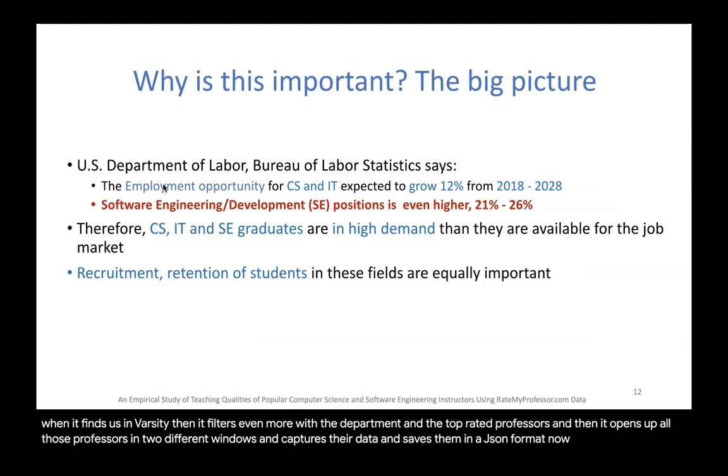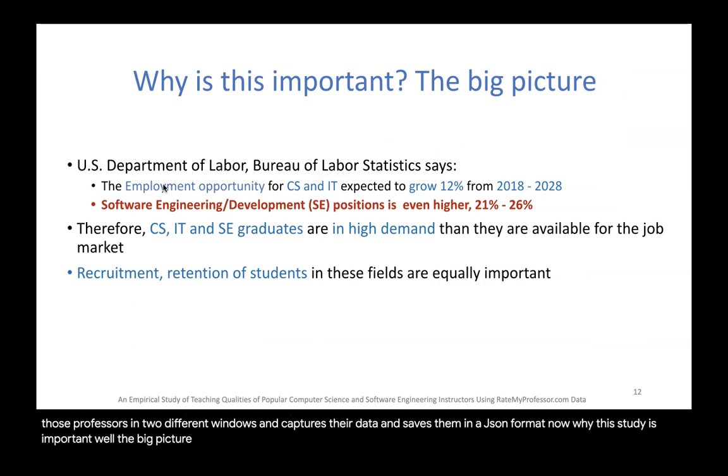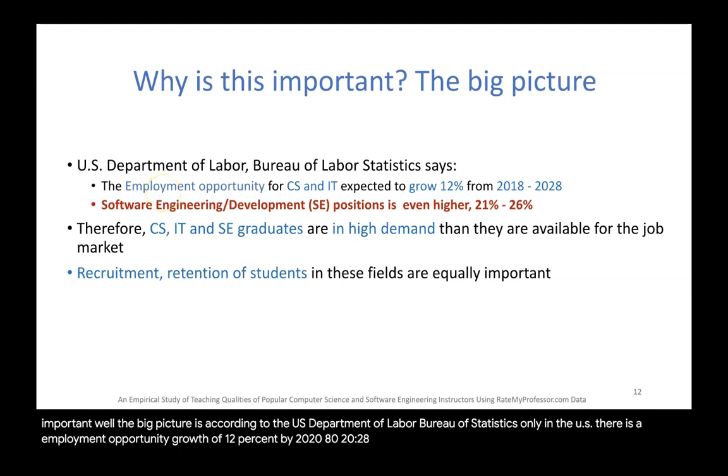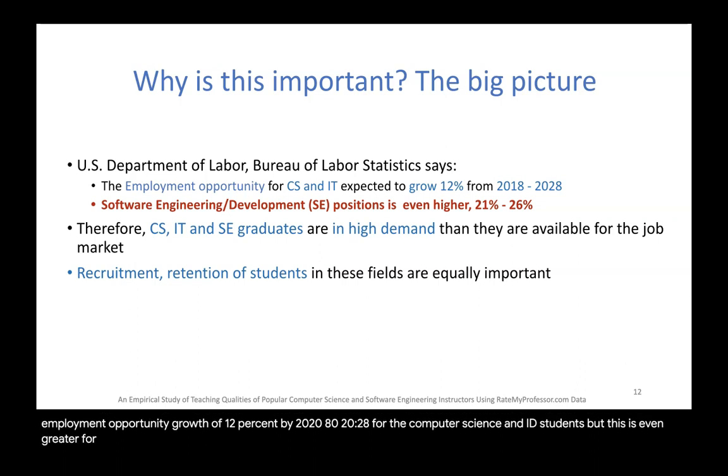Now, why is this study important? Well, the big picture is, according to the US Department of Labor Bureau of Statistics, only in the US there is an employment opportunity growth of 12% by 2028 for the computer science and IT students, but this is even greater for software engineering graduates, 21 to 26%. And in the US, higher educational institutions are not producing that many graduates to meet the demand.